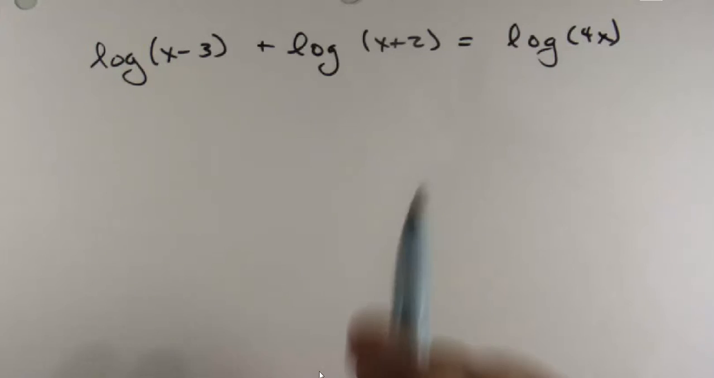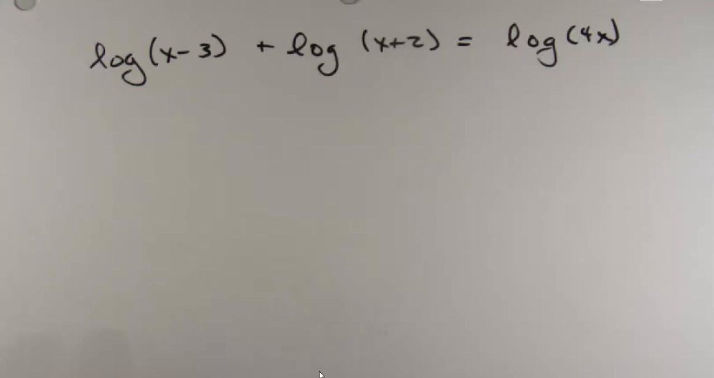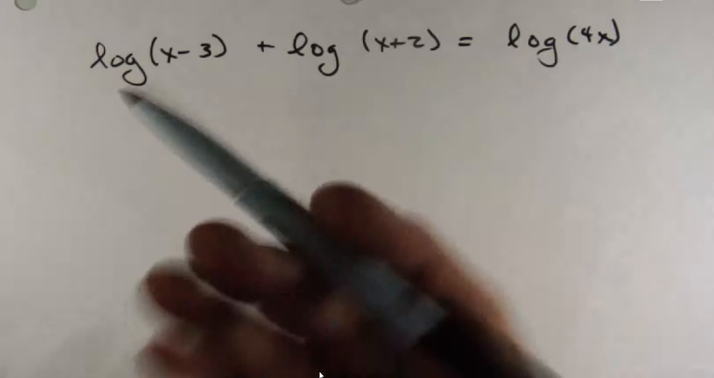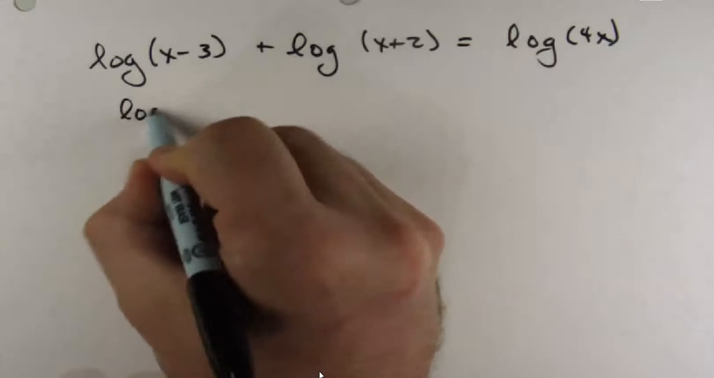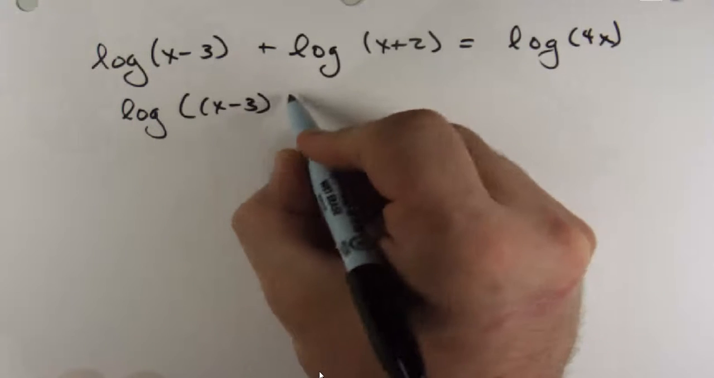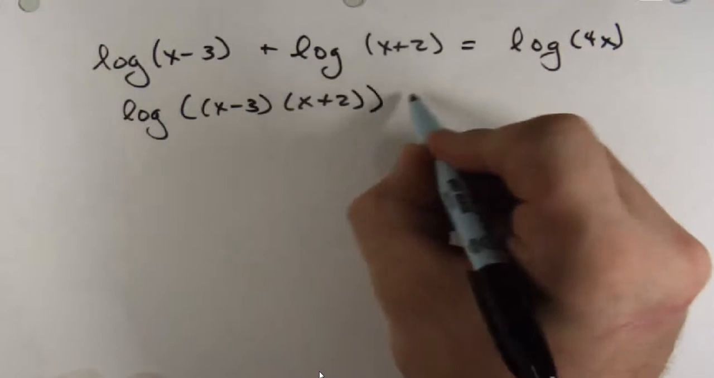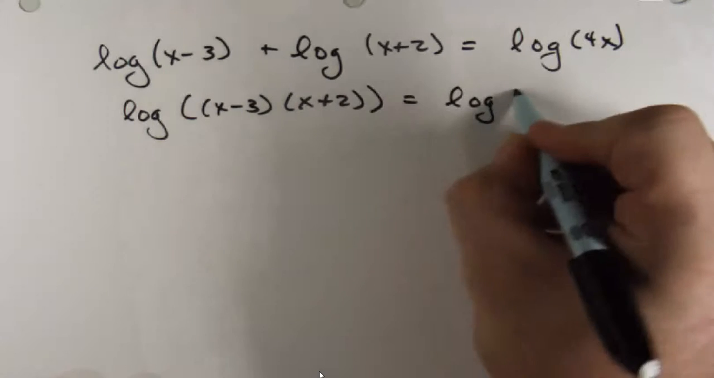Remember, we have properties of logs. It says if we have a log of a product, I can write that as a sum of the logs. Well, consequently, if I'm adding logs to the same base, and here I have base 10, I can collapse them to a product. So I can take the left-hand side and rewrite that as the log of the quantity x minus 3 times x plus 2 equals the log of 4x.